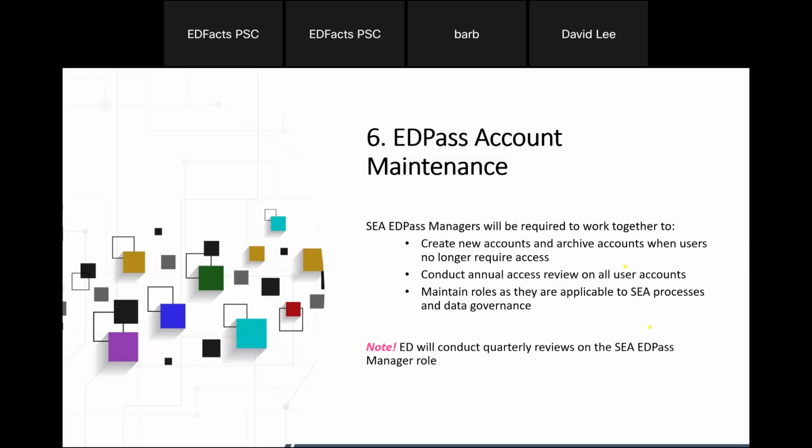Conducting an annual access review on all of your users. So you're going to need to set up a process where every year you're actively looking through your users, if you're not doing it on a more frequent basis, which I assume that most of you will. But you'll want to include that in your documentation. This is going to be a required process. And then maintaining roles as they are applicable to your state processes and data governance, because those types of things can change. So the roles are able to be created and then you can maintain them if something changes. And we'll go over roles in a little bit.